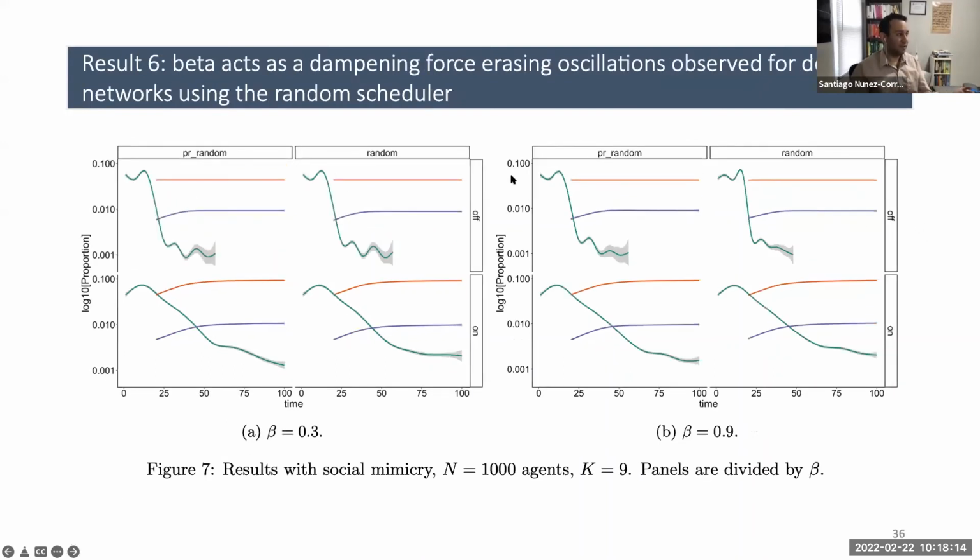And result number 6 is the parameter beta. If we look at beta, at a low beta, there are oscillations in this system, in this part. However, if we look at beta in the case of the purely random model, it works as a dampening force. And this has been observed before in what's called resonant fluctuations in epidemic models.